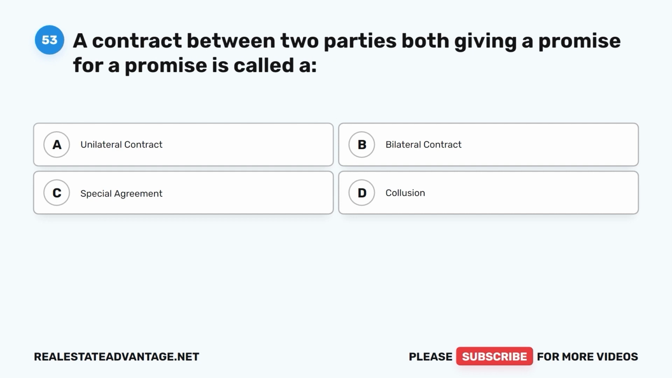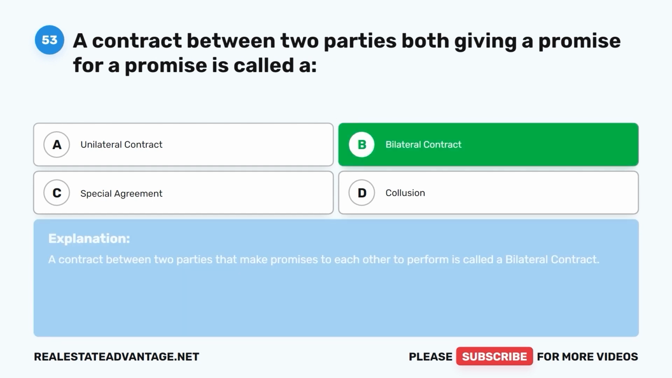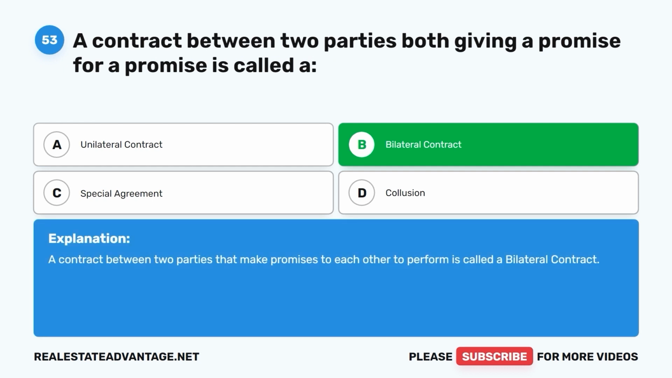Question 53. A contract between two parties both giving a promise for a promise is called A. Unilateral contract, B. Bilateral contract, C. Special agreement, D. Collusion. The correct answer is B. Bilateral contract. A contract between two parties that make promises to each other to perform is called a bilateral contract.